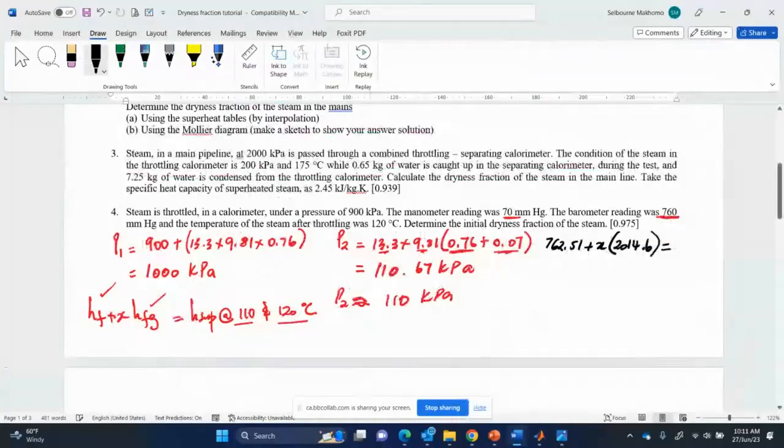Guys, I'll give you 2 minutes. I want you to go to the Mollier diagram. Give me h soup at 110 and 120, please. And then you write your answers on the chart. h soup at 110 kPa at 120 degrees Celsius. Please, 2 minutes, you write your answers on the chart. I'll also check from my side which one is the correct answer.